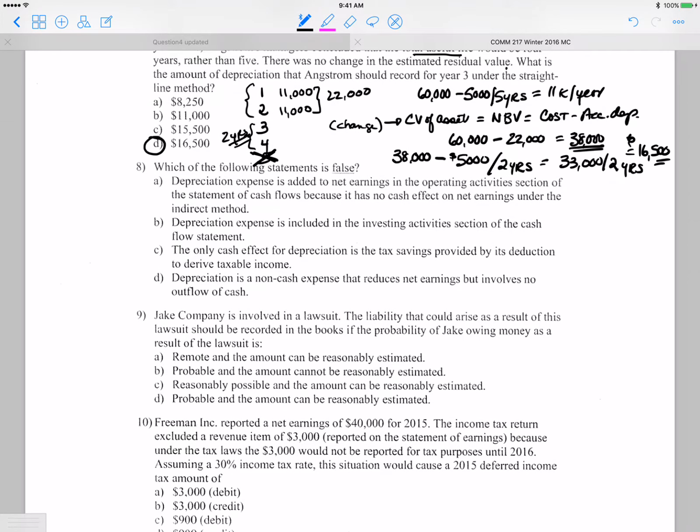8, which of the following statements is false? So I'm looking for something that's not true.